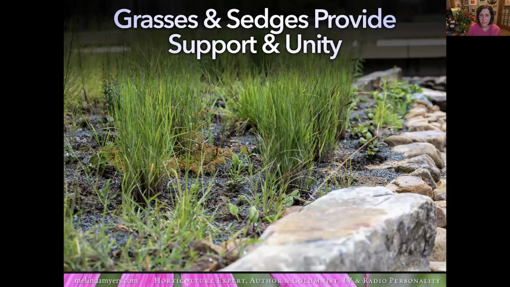Now, I'm going to talk about some sedges. We have a couple of grasses too. So grasses and sedges provide unity. They provide a way of pulling that together. They fill in those spaces and make a nice backdrop. They provide support for some of your plants that may tend to flop without those sturdy nearby neighbors. So use grasses and sedges throughout to create ribbons of texture and hold that whole garden together.